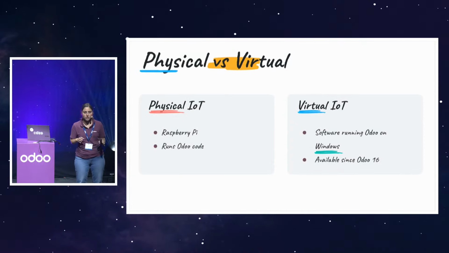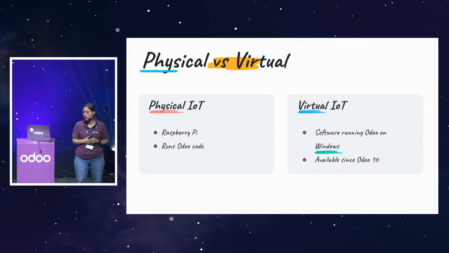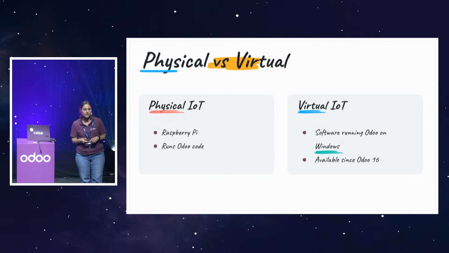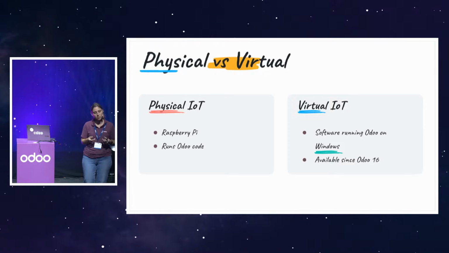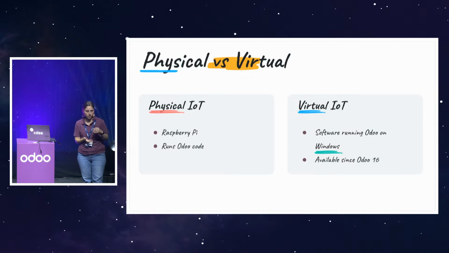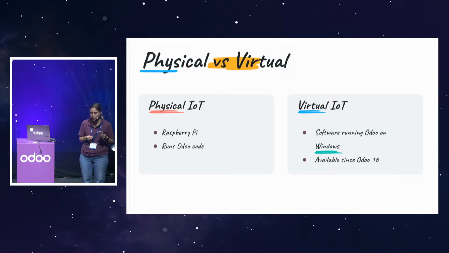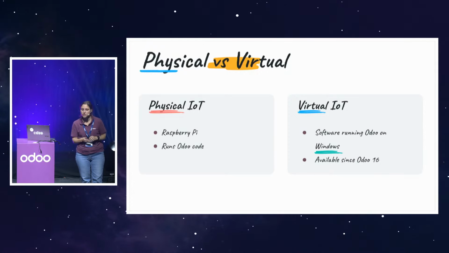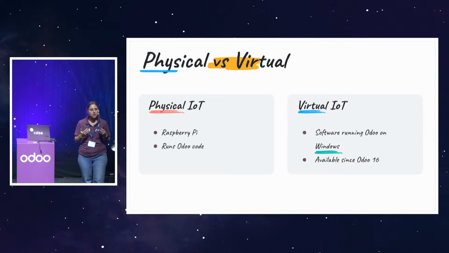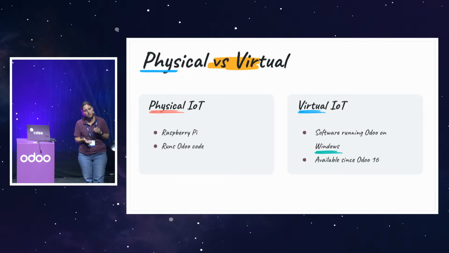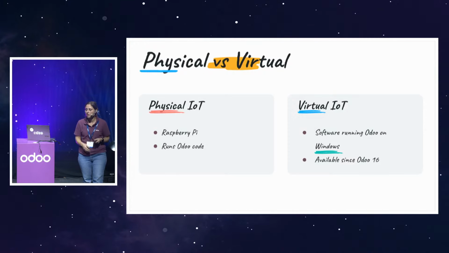Now we have two forms of IoTs. We have the physical and we have the virtual. The physical IoT is basically a physical device. It's a Raspberry Pi on which we are going to run Odoo code, so we need to flash an SD card for it to work. Then we have the virtual IoT since Odoo 16, which is a software on which Odoo code is running, but it's only available on Windows computers.